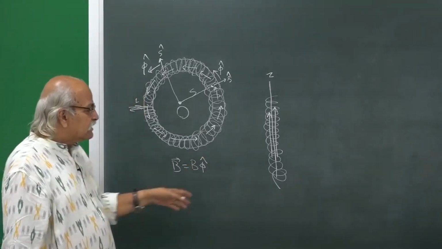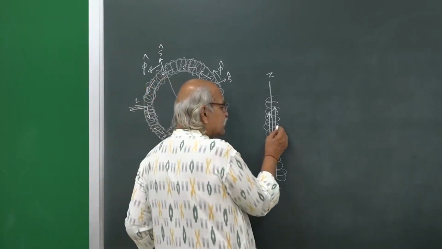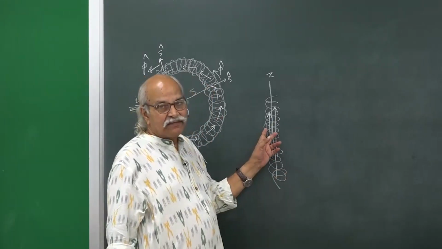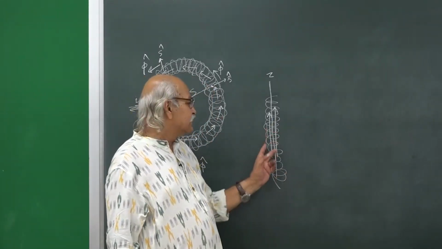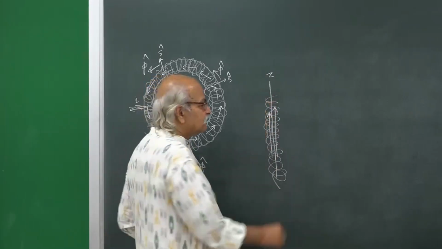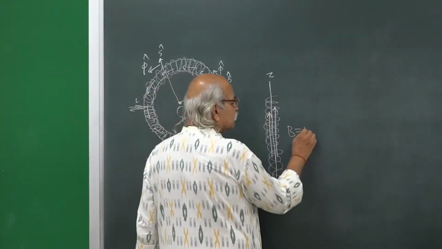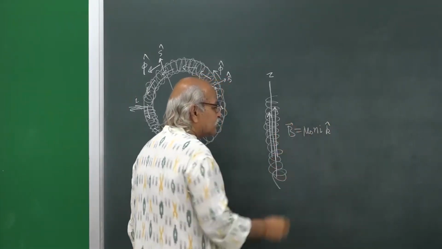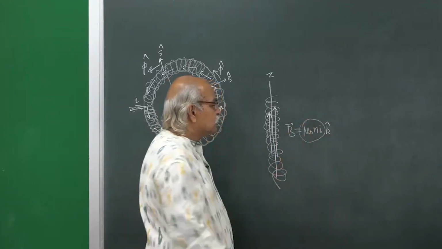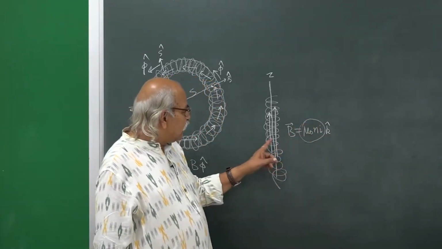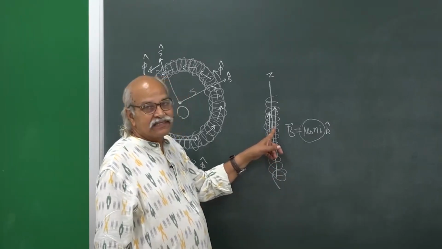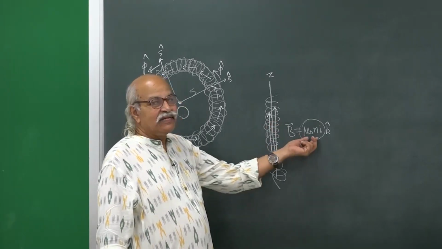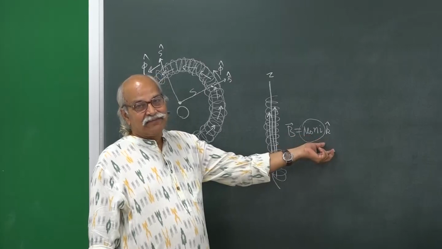But in the solenoid case, we said that the magnetic field is uniform everywhere inside. Inside the solenoid, the magnetic field is uniform. It is in the Z direction, and the value is B equal to mu naught n i k cap. So, the magnitude here is mu naught n i, and this is constant whether you are close to the axis or away from the axis, as long as you are inside the solenoid.